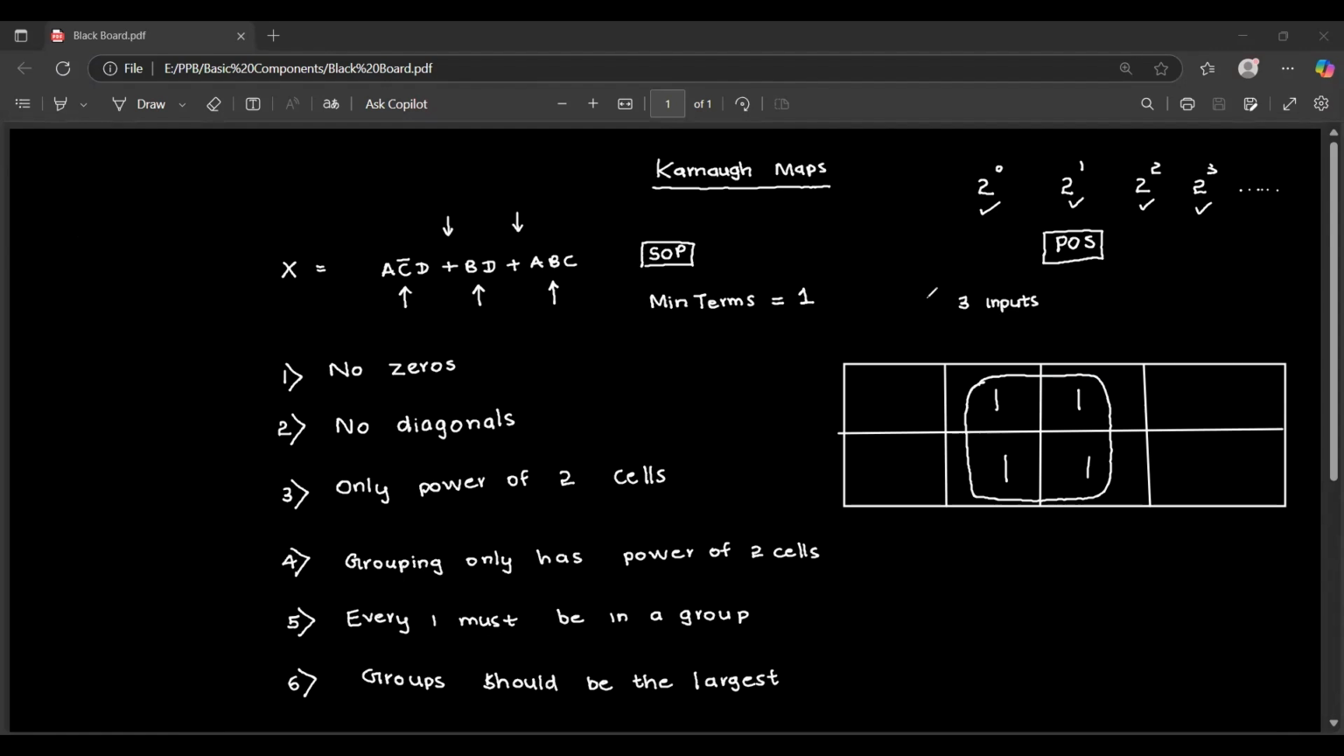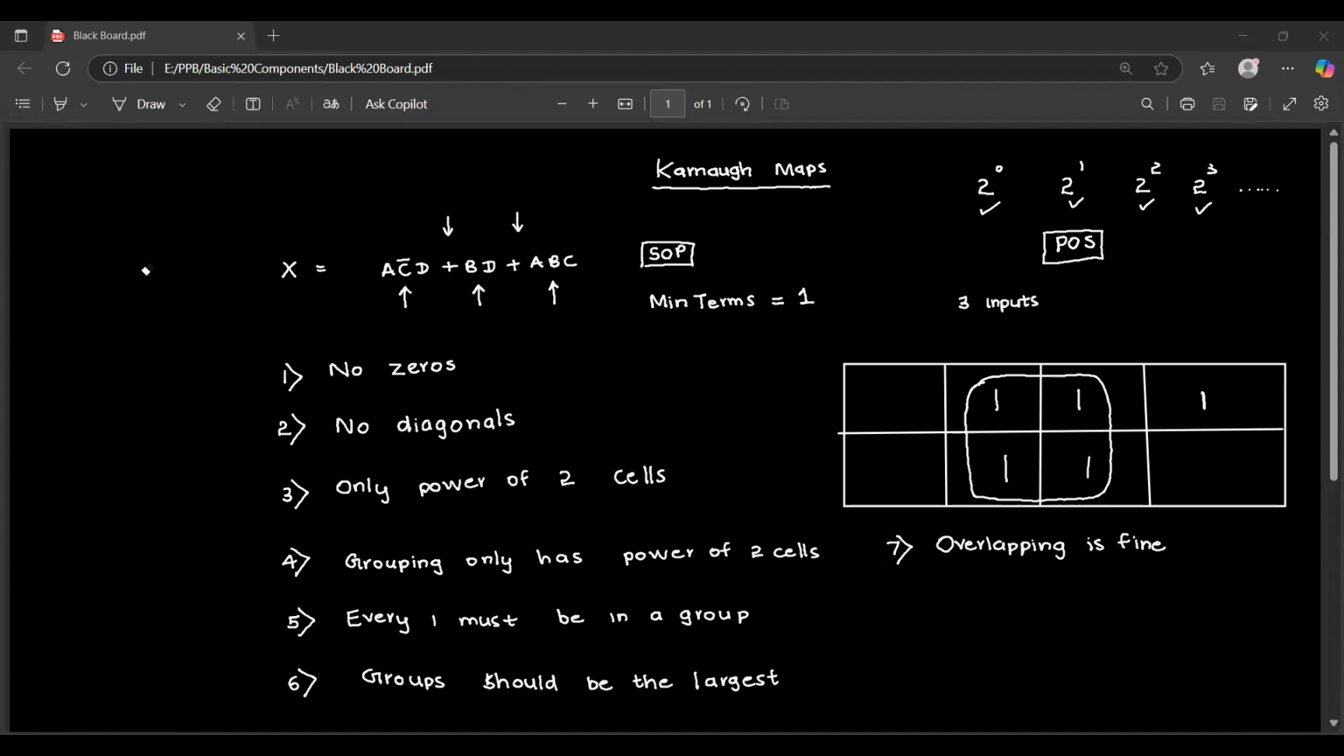Now let's talk about another one. Okay, another rule, the seventh rule, that states overlapping is fine. What is overlapping is fine? Well, let's say you have a 1 here. What can we do here? Well, you will be thinking, there is a group here, so I'll just put a 1 here. That's enough. Well, you can't do that.